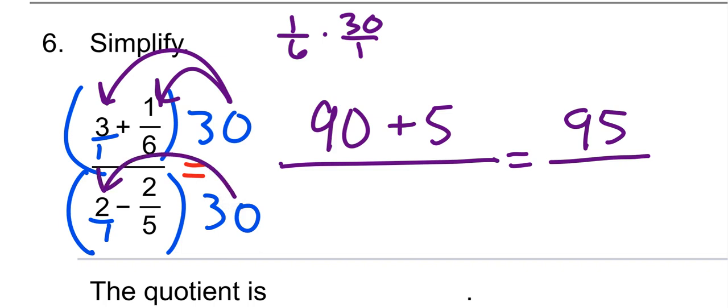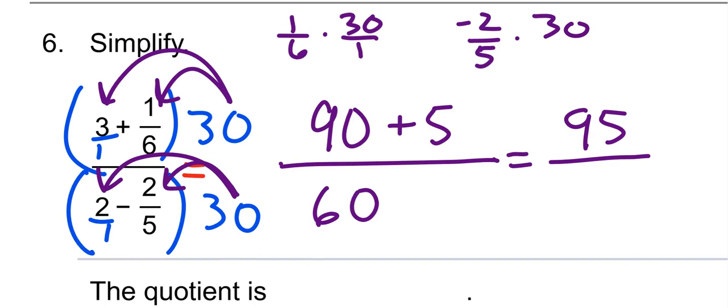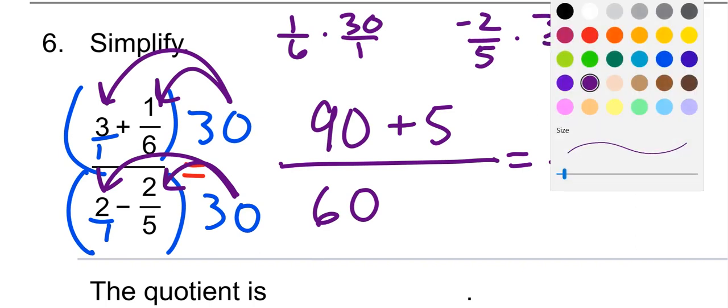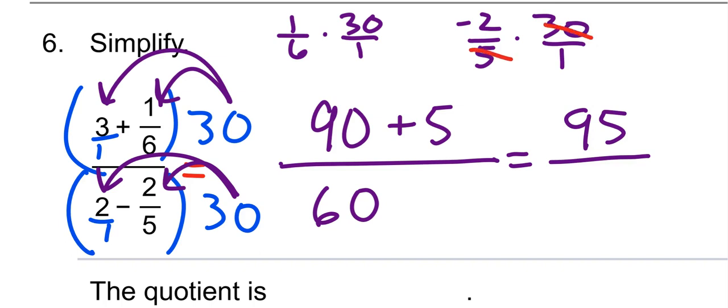How about 30 times 2? 60. 30 times negative 2/5, for those of you who don't know what that is, it would look like this. How many times does 5 go into 30? 6 times, and what is negative 2 times 6? Negative 12. So what is the denominator now? 48.